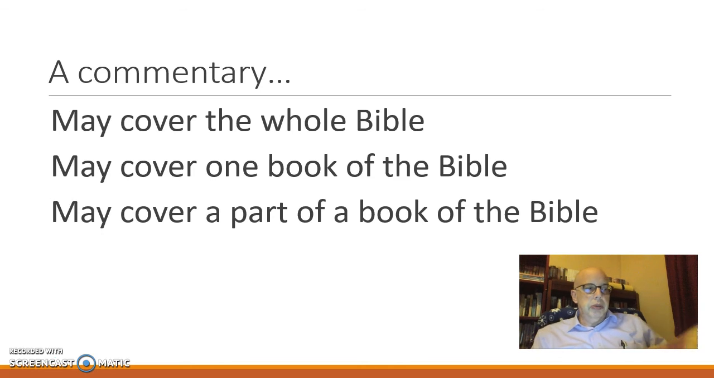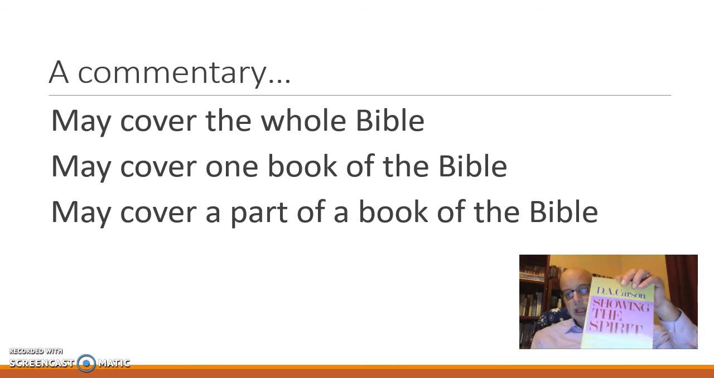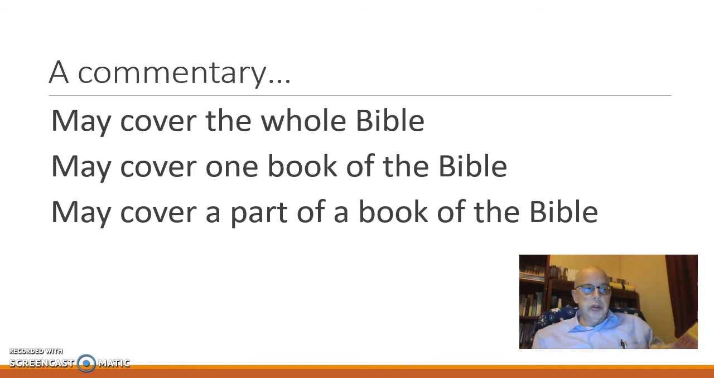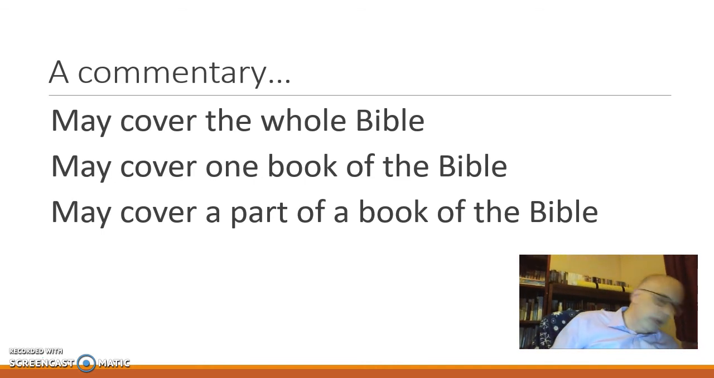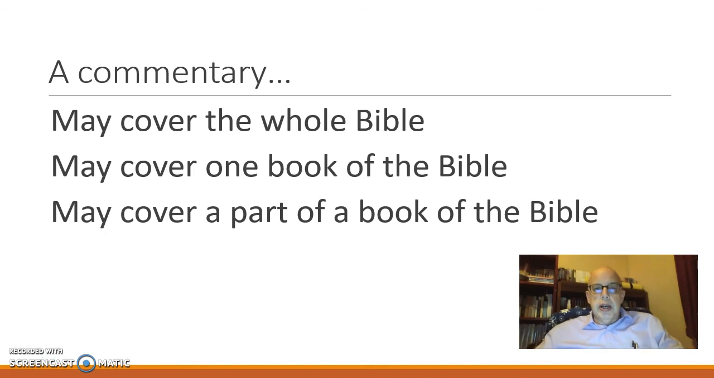Or a commentary may cover just part of a book of the Bible. Here's a book called Showing the Spirit by D. A. Carson, a theological exposition of 1 Corinthians 12 through 14. This only covers 1 Corinthians 12, 13, and 14. Notice this one has its own title. It's not just called Exposition of 1 Corinthians 12, 13, and 14.